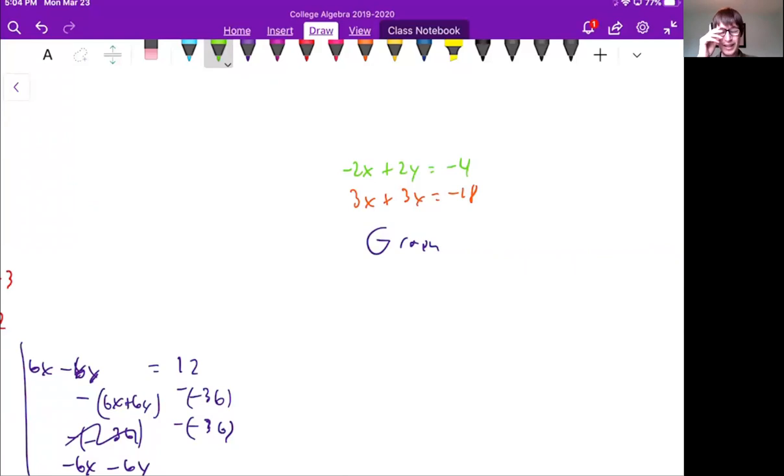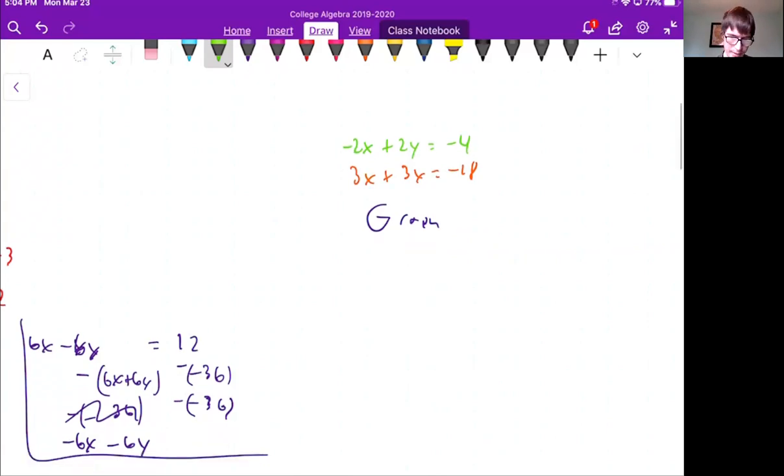Let's start with the first one. To graph this, usually it's best to just put it in slope-intercept form, unless you're really fancy and you like point-slope form. And for many people, that might actually be even faster. But if you're not comfortable with point-slope form, let's just work with slope-intercept. Slope-intercept is y equals mx plus b.